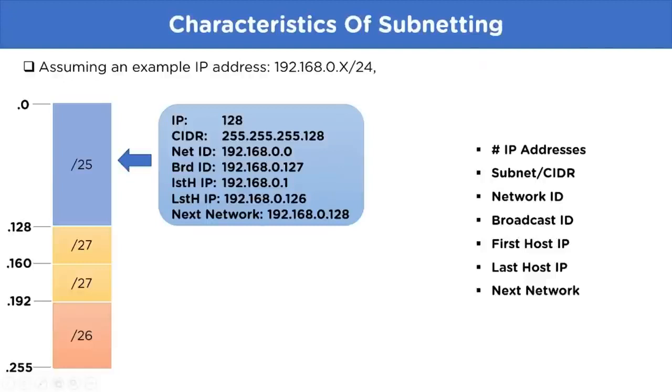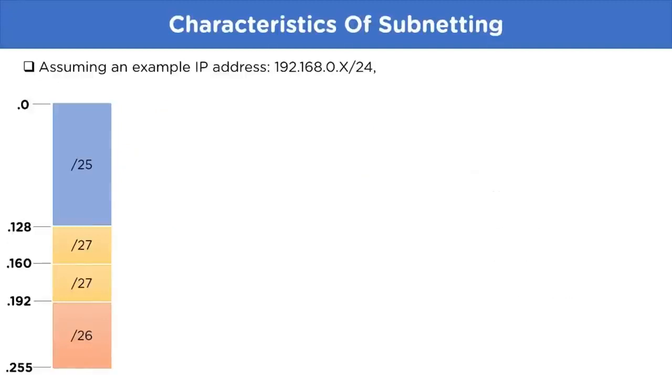Now that we are clear about all the characteristics of our subnetwork, how about a practice round for everyone to find all the characteristics for the subnetwork block with the /27 subnet mask? You can give your answers in the comment section.